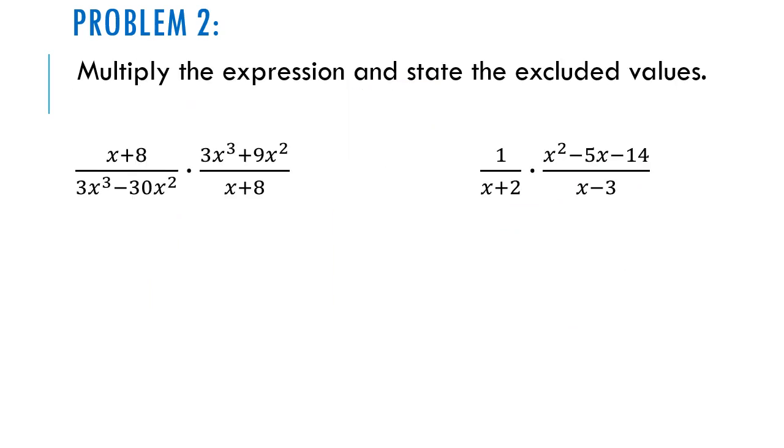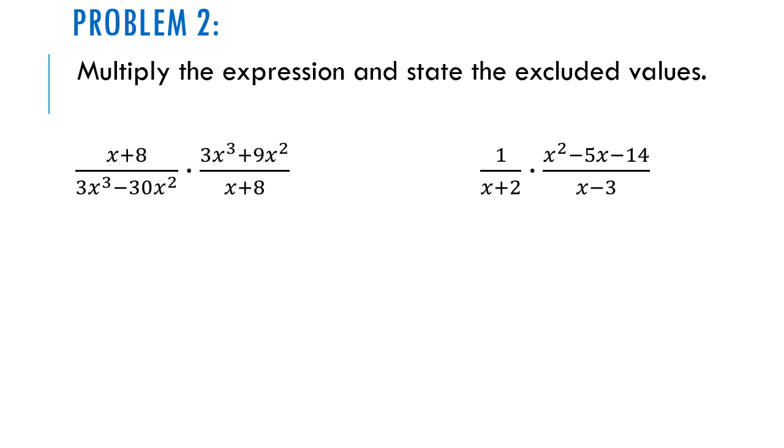Okay, so once again, we're going to multiply the expression and state the excluded values. But this time, you'll notice that things aren't factored, so we have to factor them before we can start canceling things out and multiplying stuff together. So to do that, I'm going to look through the problem and see where I need to do a box, where I need to do GCF factoring.